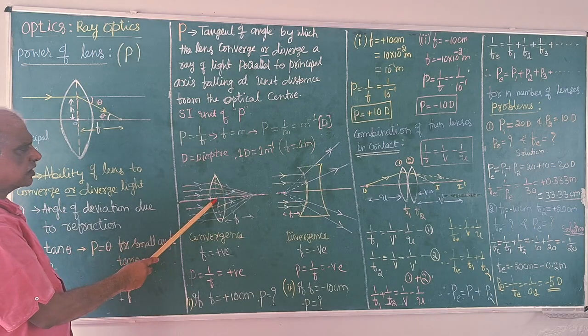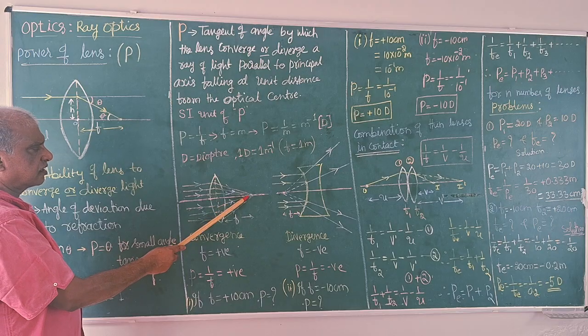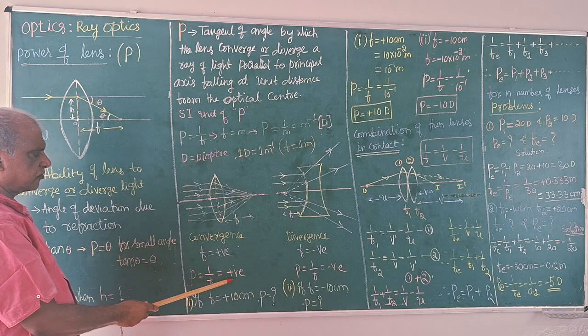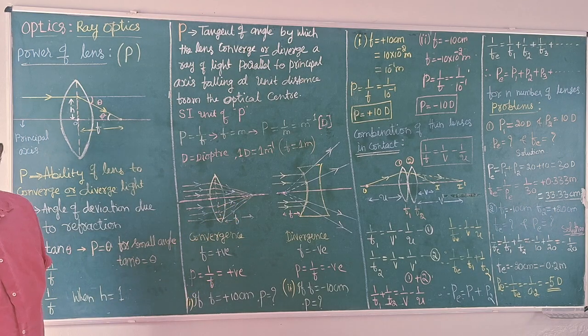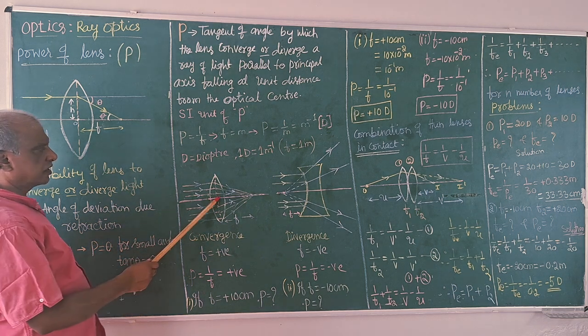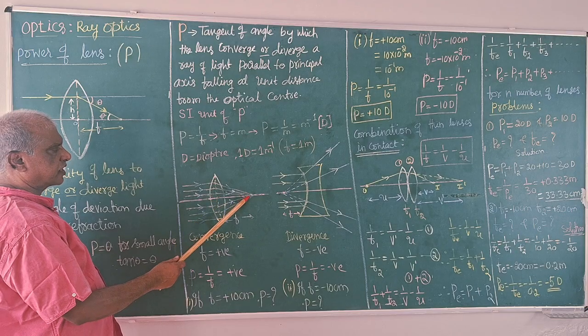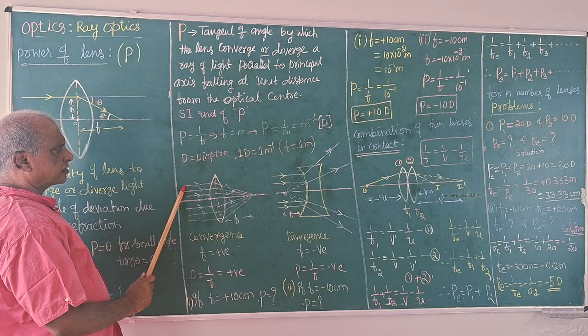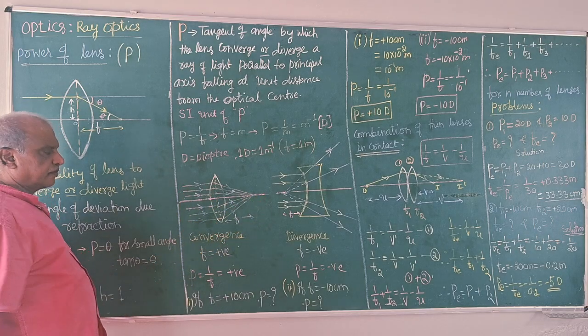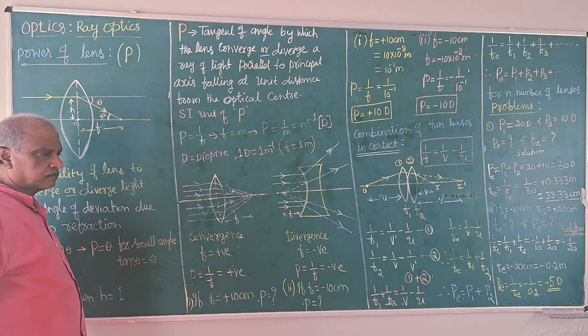This always lies towards the right side, and f will take positive value, because as a sign convention, it is on the right side. We are measuring the length from this point to this point in this direction. It is in the direction of incident ray, positive value.